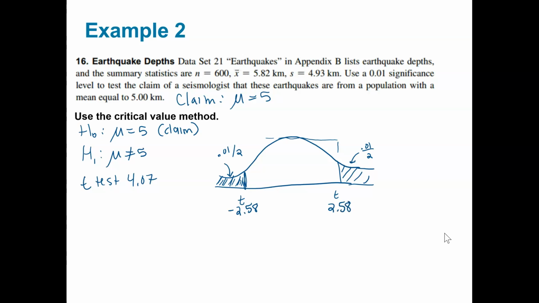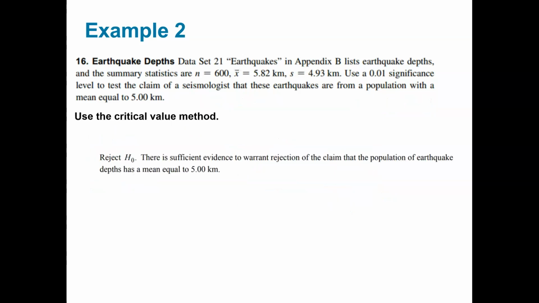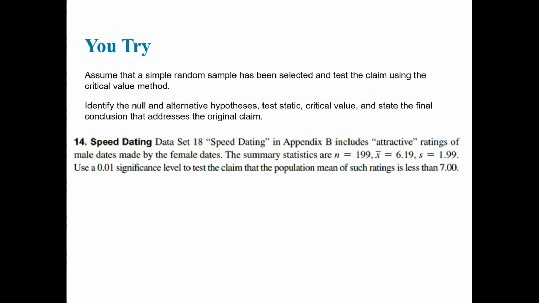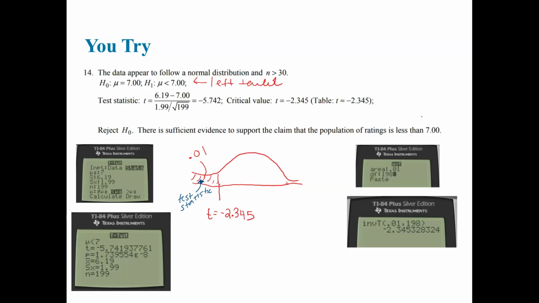So now where does our test value fall in this region? Well, it's going to be 4. It's all the way over here. So we are definitely going to reject the null hypothesis. And so we would go through and we would pick, our claim did have equality. We rejected the null hypothesis, so we're going to say there is sufficient evidence to warrant rejection of the claim that the population of earthquake depths has a mean equal to 5. Go ahead and give this one a try, and you are going to use the critical value method just for practice. And there's the solution.